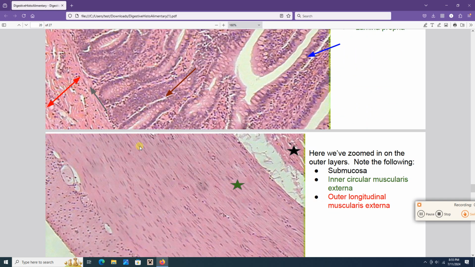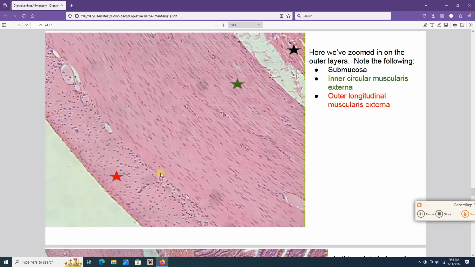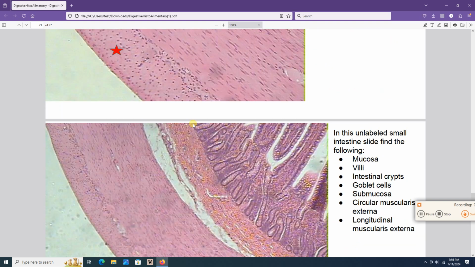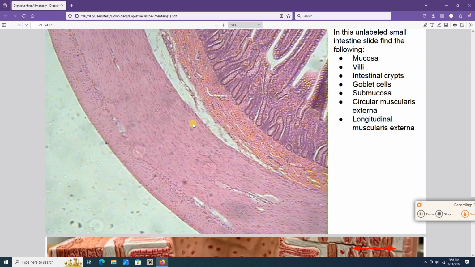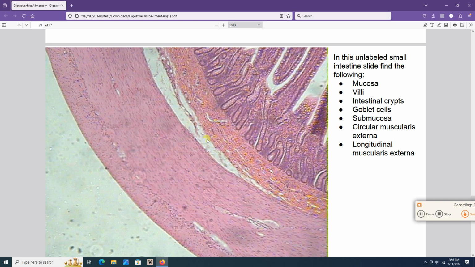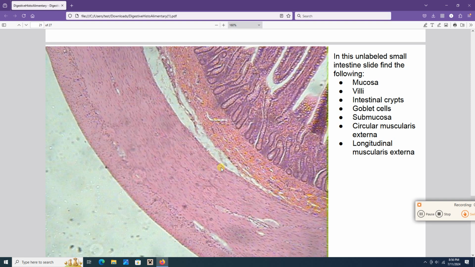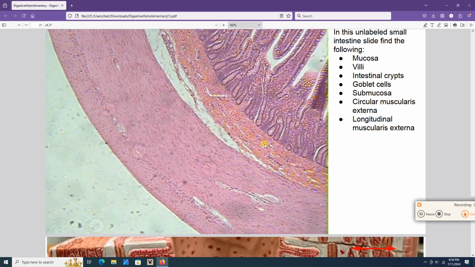Cool. Now I'm looking at the muscularis externa of my ileum, and I can beautifully see my two sublayers, inner circular, outer longitudinal. One final one. Pause the slide and see if you can find everything I've listed here. Pause the slide. Pause the video. You know what I meant. See if you can find all this stuff.